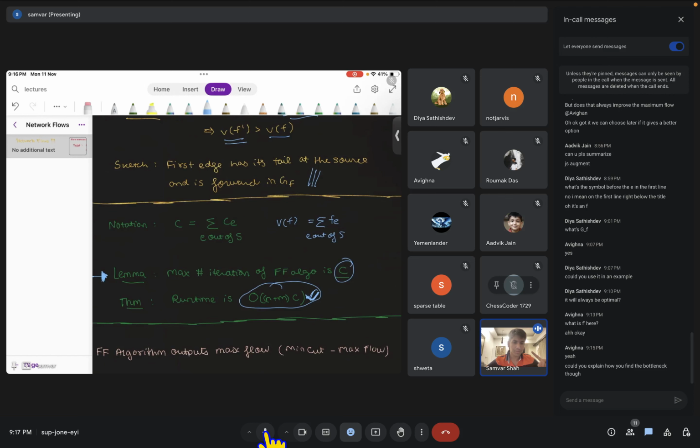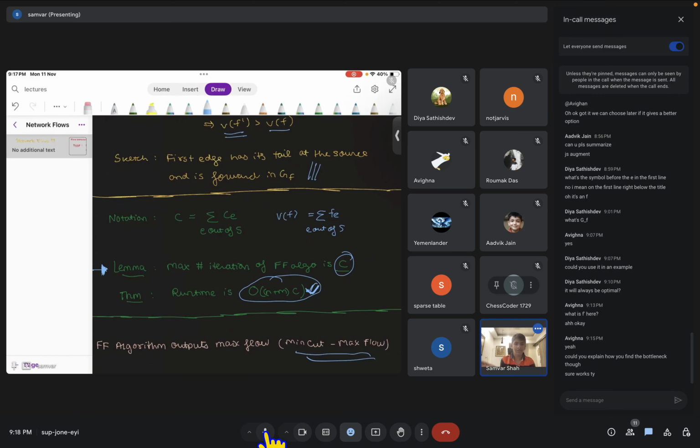What you want to do is minimize some parameter. So here you want to minimize the number of... I don't know how to say this. Okay, the min cut gives you the max flow. If you are able to find the min cut, you get the max flow. Does that make sense? Okay, cool.